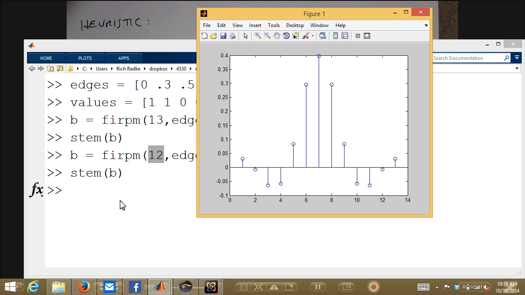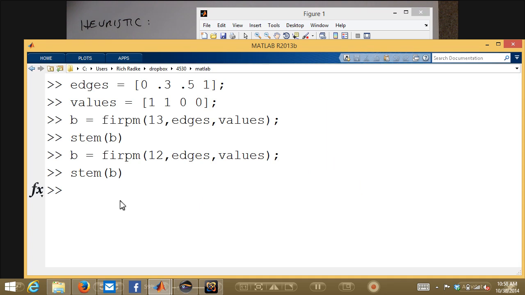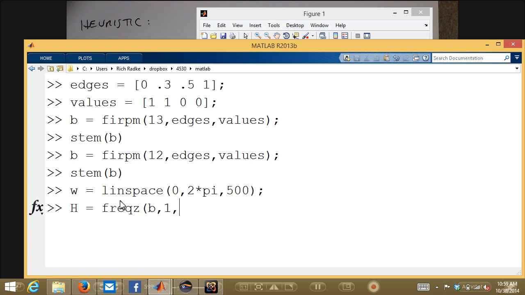And then I can look at the frequency response of this filter. So I can compute it, and again, I need to define some places where I care about looking at this. So I'm going to say 500 points between 0 and pi. And then I'm going to look at my frequency response, freqz of b, comma 1, comma w.